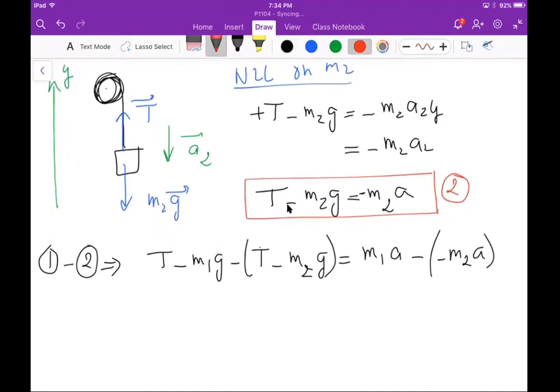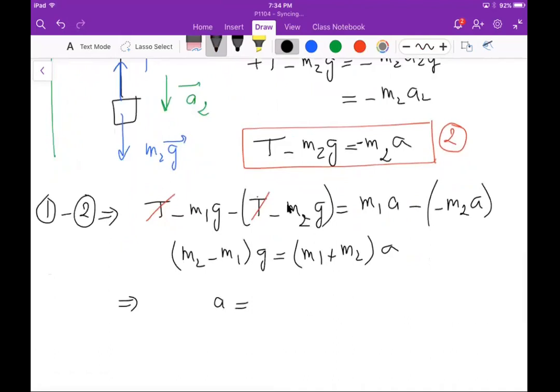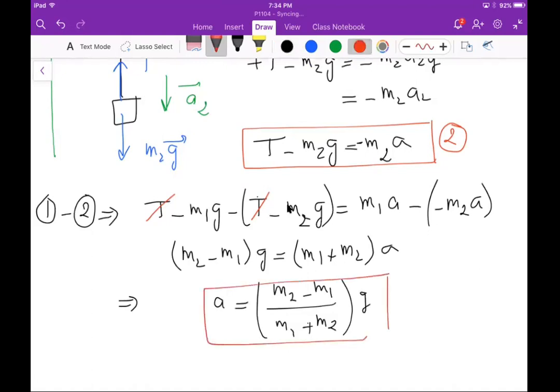Let's make some simplification. So T minus T, they're gone. And then here we end up with M2 minus M1 times G is equal to M1 plus M2 times A, and so we can finally deduce that the acceleration is given by A is equal to M2 minus M1 divided by M1 plus M2, all multiplied by G. So that is the acceleration we are looking for.